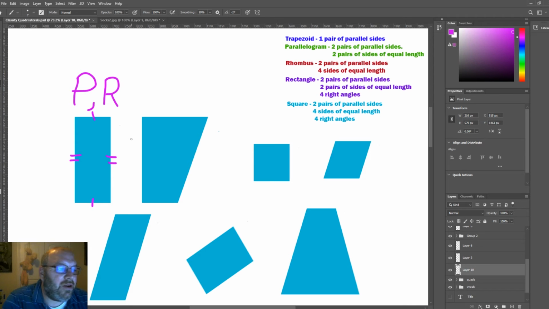Okay. So this is a parallelogram and it's a rectangle. Is it a square? Let's see. A square has two pairs of parallel sides.